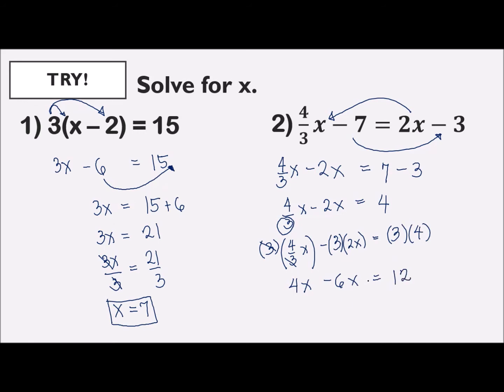So, madali na nating masimplify. Then 4x minus 6x, that is negative 2x, is equal to 12. Divide both sides by negative 2, like what we've done a while ago. The answer here is negative 6. So, x is equal to negative 6 for item number 2. So, I hope you could still remember. Then, the next one na kailangan din nating tandaan is the least common multiple.